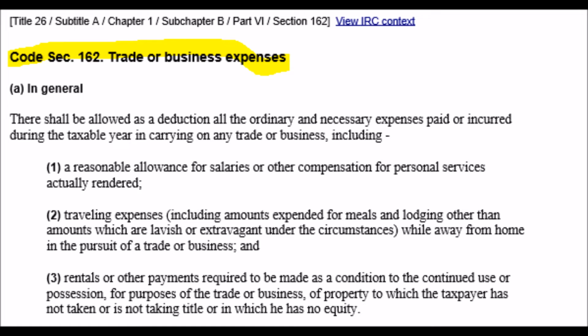Code Section 162 defines the rules for claiming trade or business expenses. They must be ordinary and necessary. That means not extraordinary. Necessary is appropriate or helpful. They have to be reasonable. Traveling expenses are allowed. Okay?